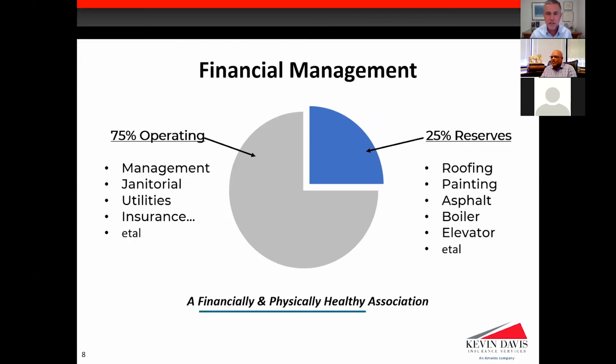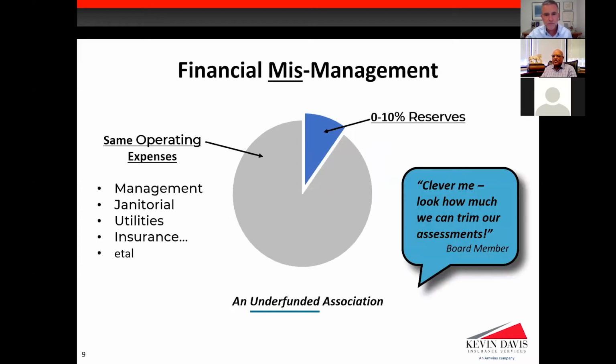The bills they get, they pay those bills. About 25% of their budget should be set aside towards reserves, offsetting the deterioration of their major assets: roofing, painting, asphalt, all those major things that are the common areas at the association.